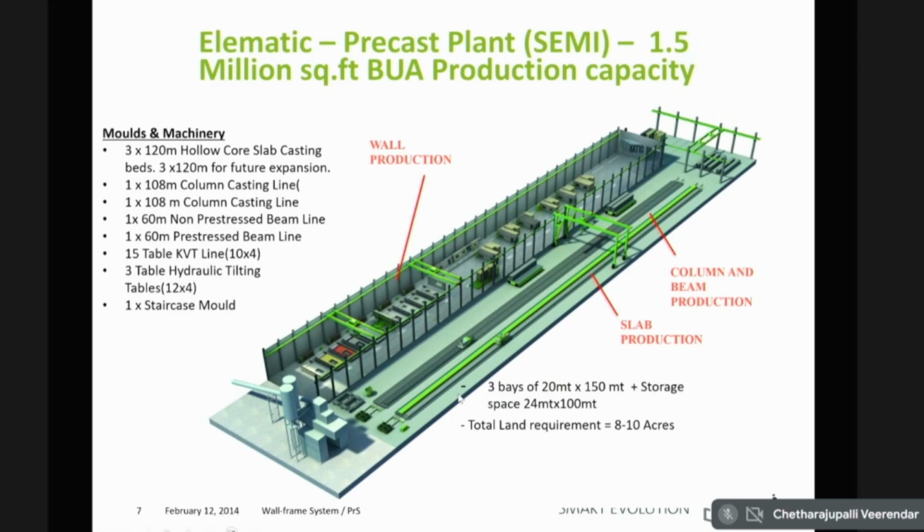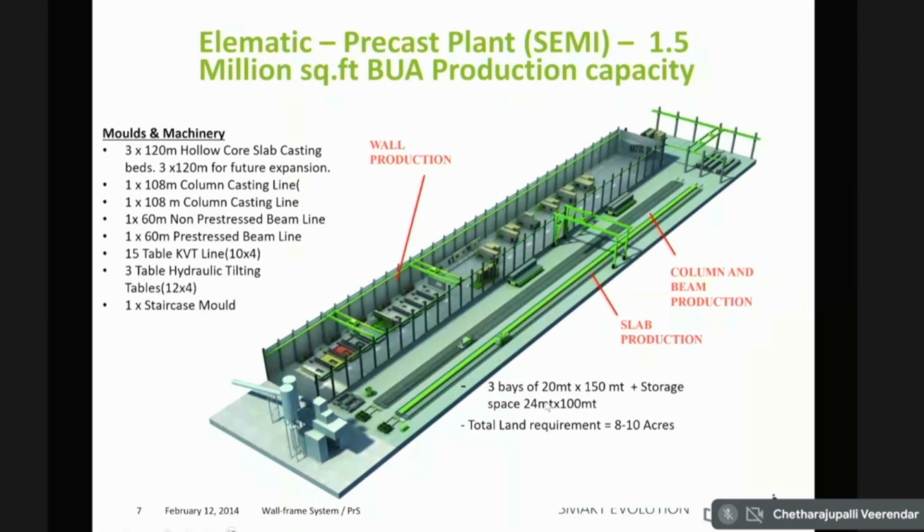Like you can see these long lines. These are slab production. These are in the length of about 120 to 150 meters. And here is the batching plant, and this is the stockyard area. So you have this column and beam line. This is a hollow core slab line. And then you have column and beam line production. These are also long line production areas. And then you have wall production. So this is a kind of small schematic of how this precast plant will look.